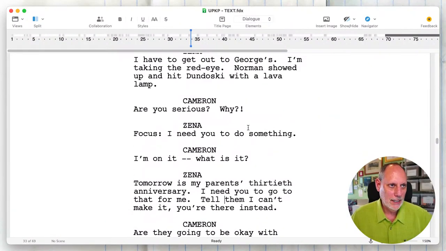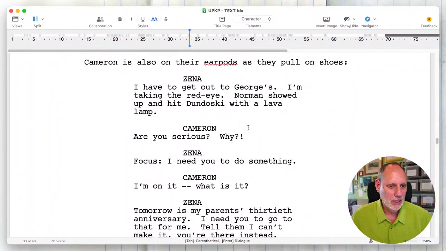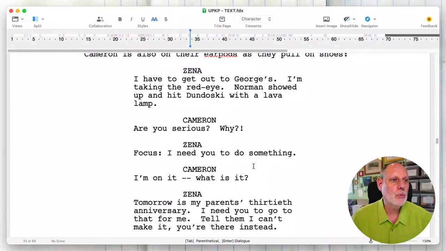I think that this is playable. It's not my favorite dialogue, but it's not bad. I don't like "I'm taking the red eye." "I have to get out to Georgia's taking the red eye."